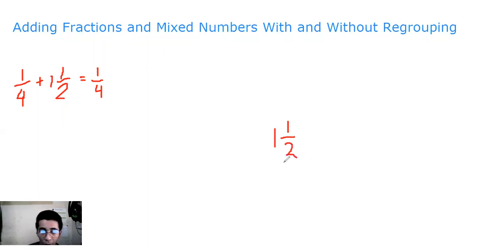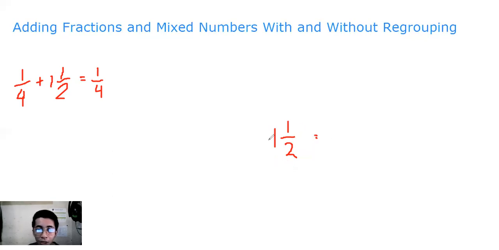Paano natin siya gagawin improper fraction? Si 1, ita-times natin siya kay denominator. 1 times 2, that is 2. Then, pagka-times mo sa denominator, i-plus mo naman siya dito sa numerator. Pagka-times natin, i-plus naman natin siya kay numerator. Okay? So, gawin natin.